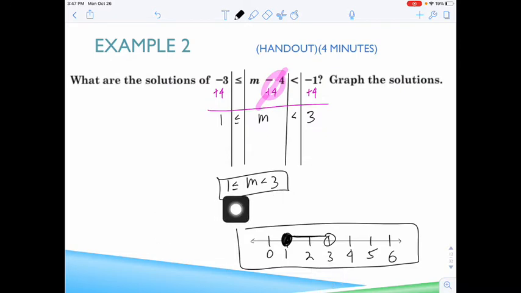And because this is "and," we know that we're going to draw our line right in the middle of the two. If you're unsure, you can always check: less than 3 is to the left, greater than 1 is to the right, and they meet in the middle.